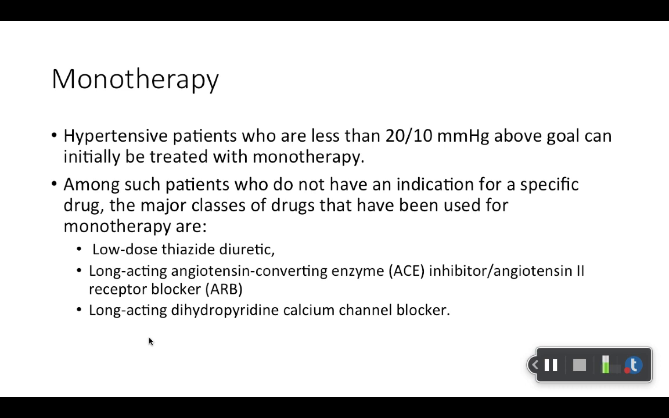The long-acting ACEs and ARBs, and then long-acting dihydropyridine calcium channel blocker. So just a quick note on that. Like I said, with classification of drugs, there's a lot of different ways to do it. But please note the dihydropyridine calcium channel blockers are the ones that are examples of nifedipine, amlodipine, nicardipine is another one. And then the non-dihydropyridine calcium channel blockers, those are ones like verapamil and diltiazem. So those are the ones that would not be good choices for the initial monotherapy, right?